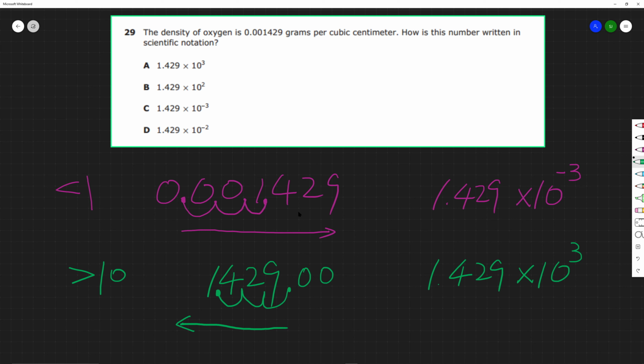So when you rewrite a number into scientific notation, if you move the decimal to the right, it's going to be a negative power of 10. If you move the decimal to the left, it's going to be a positive power of 10. So you have to distinguish between the direction you move the decimal and the positive or negative power of 10. And for this question, the correct answer is 1.429 multiplied by 10 to the power of negative 3, and it is C.